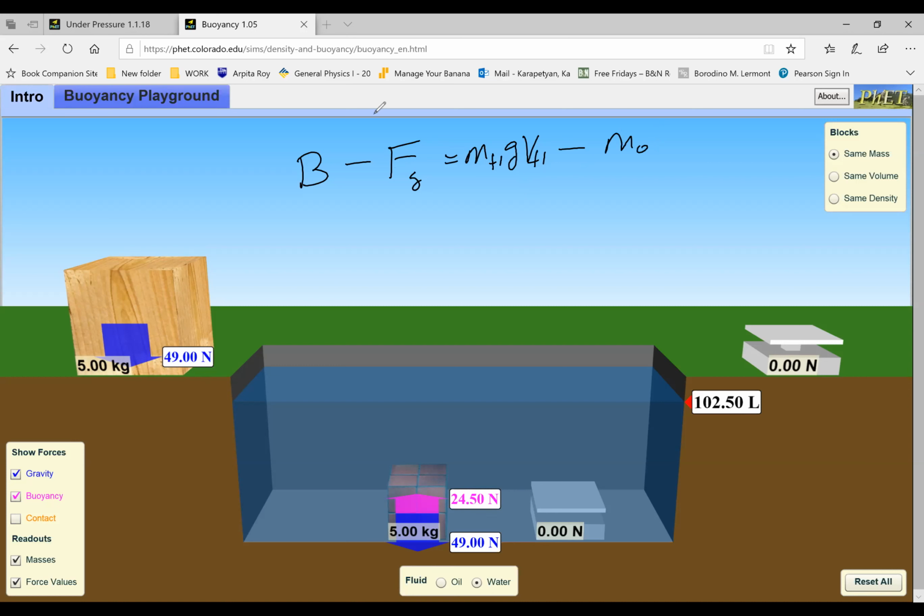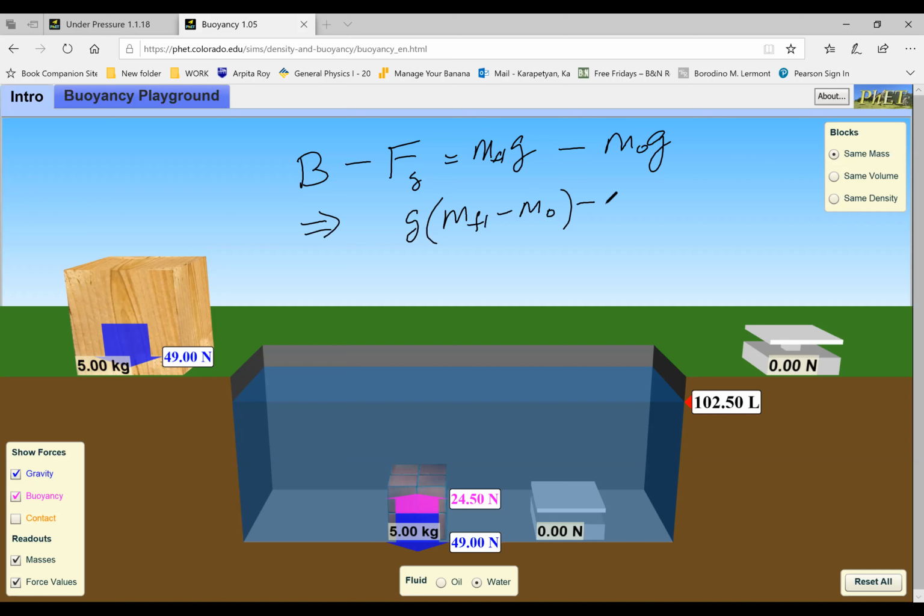All right, so I made a mistake here, so let me do this. Let's try again. So it's mass of the fluid times G, because that's the weight of the displaced fluid, minus the gravitational force, mass of the object times G. If I continue, I can factor out G, and I have then mass of the fluid minus mass of the object.